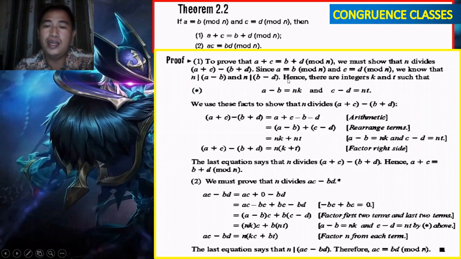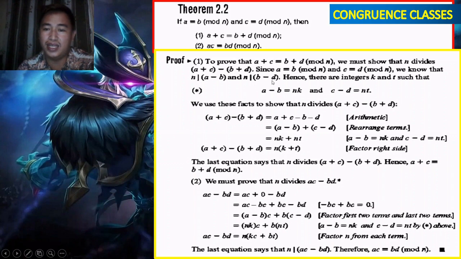So, since A is congruent to B mod N and then C is congruent to D mod N, okay, ang given, nada sa if part, we know that N divides A minus B and N divides C minus D. Or, pwede na po siya mag-diretso na tani class. Hence, there are integers K and T such that kanina, A minus B is equal to NK and then C minus D is equal to NT. Kasi N ma-divide ni C minus D. And then, si N ma-divide kang A minus B.